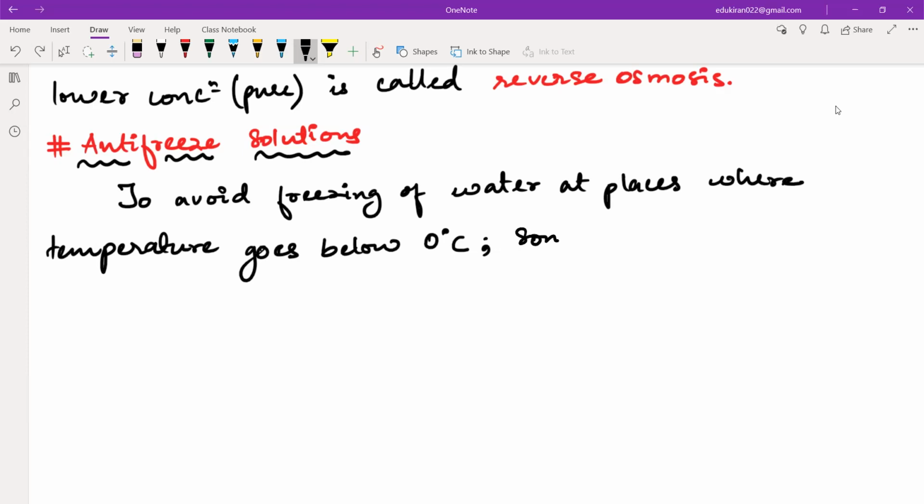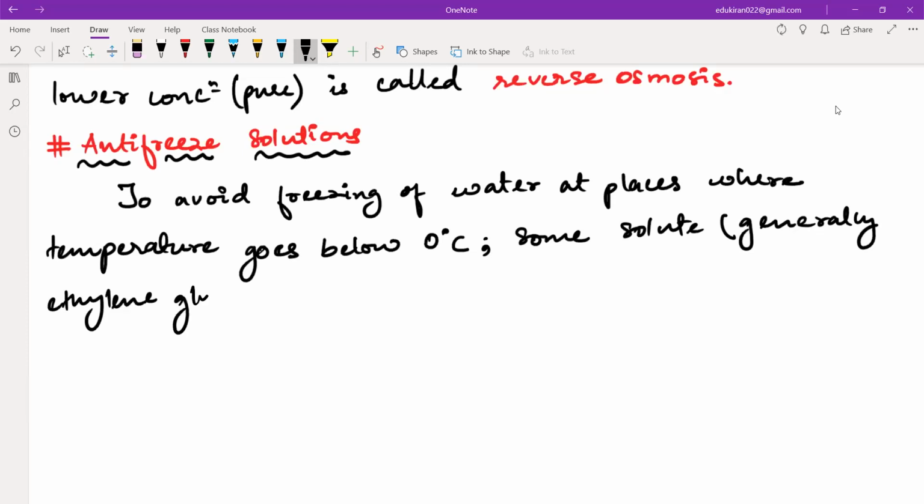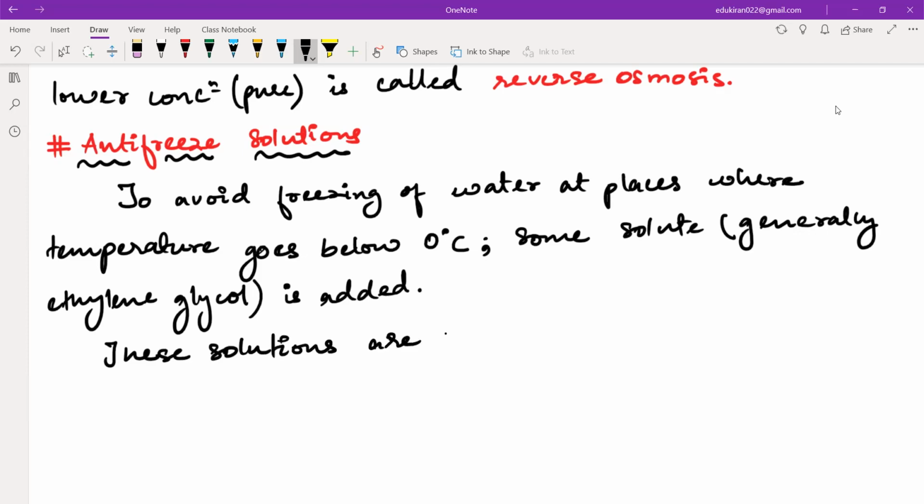Some solute, generally ethylene glycol, is added. Sorry, glycol is added. These solutions are called antifreeze solutions.